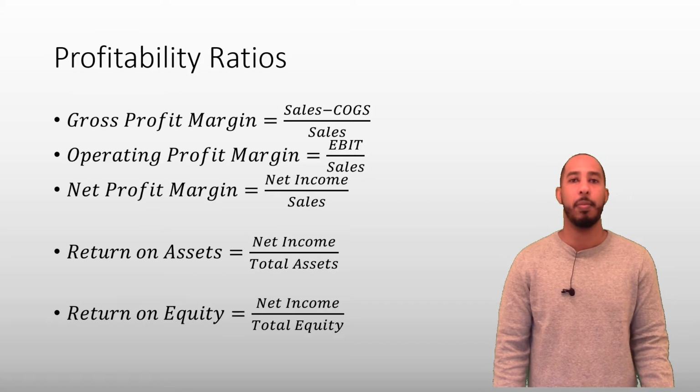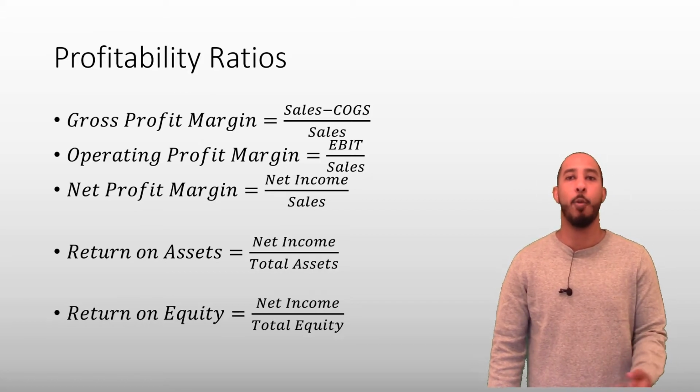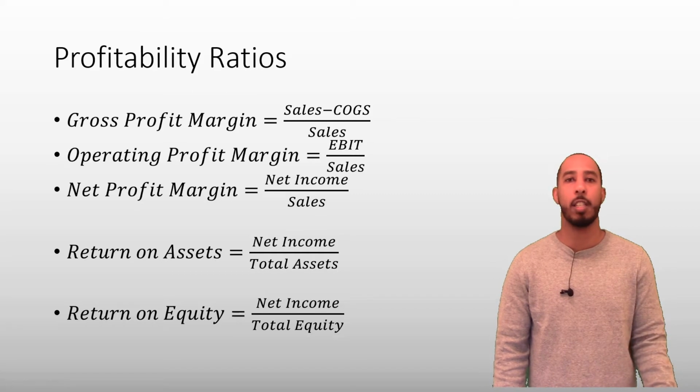For example, imagine return on assets increasing from 0.2 over 1 to 0.4 over 1. That would mean that using the same number of assets, the same machines, the same factories, the company is able to generate more profits. That's a desirable situation to have.